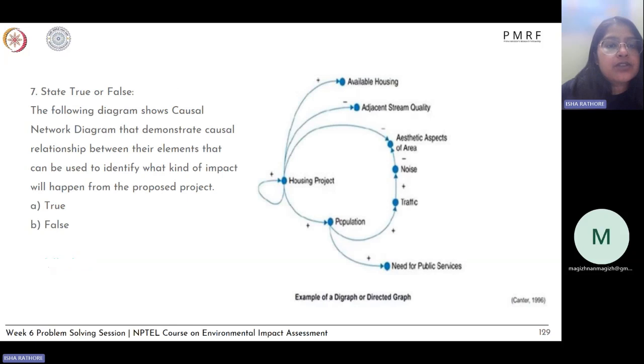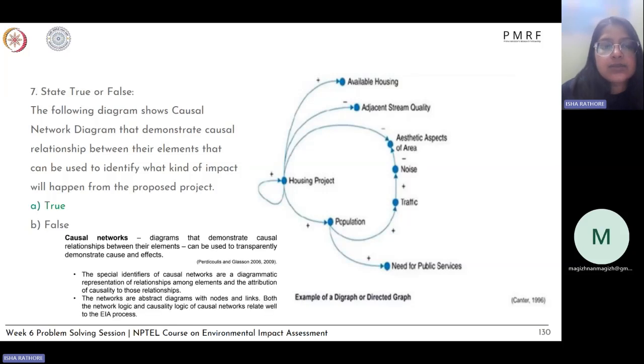So state true or false. The following diagram shows the causal network diagram that demonstrates causal relationships between elements, which can be used to identify what kind of impact will happen from the proposed project. So is this statement true or false? On the right, we have the causal network diagram. So the statement is true.